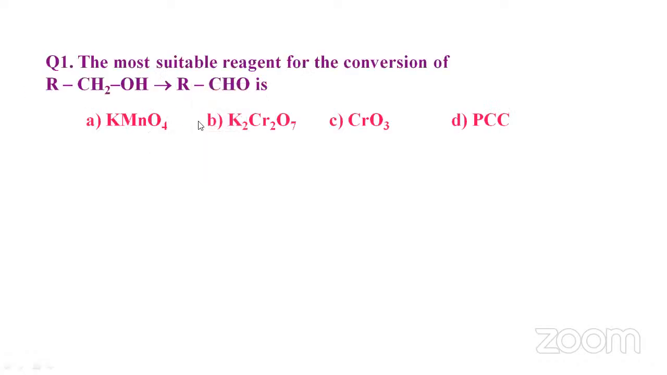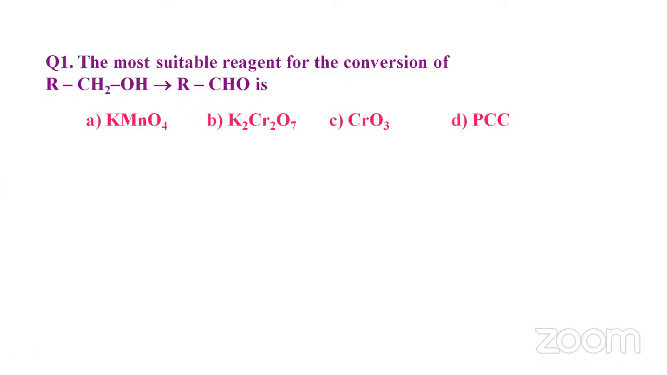So we'll solve some questions now. The most suitable reagent for the conversion of alcohol to aldehyde is, yes, this is your primary alcohol. Which is the good oxidizing agent here? Yes, K2Cr2O7 is also a good oxidizing agent, but here there are different reagents we have seen. For conversion of this alcohol to aldehyde, PCC is used.